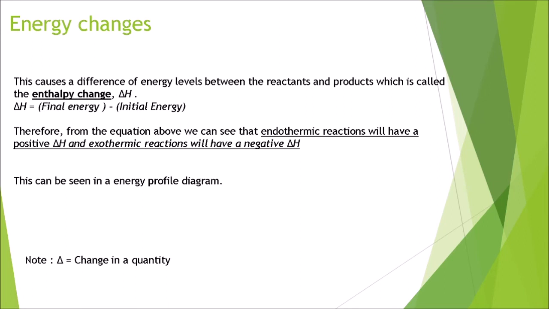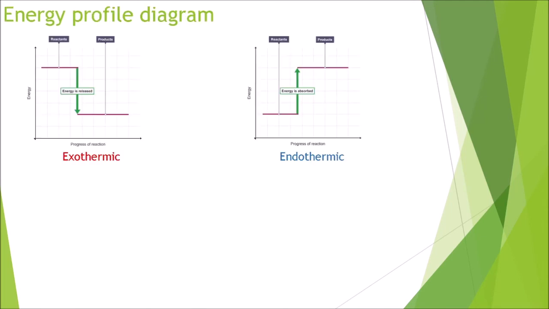This can be shown more clearly on an energy profile diagram. Energy profile diagrams show the level of energy of reactants and products. The bigger the difference between the energy of the reactants and the energy of the products, the more energy is given out or in. So, for an exothermic reaction, we can see energy is released as heat, and first the products will have a lower energy level than the reactants. And for an endothermic reaction, we know that energy has been absorbed as heat, and therefore the products will have more energy than the reactants.